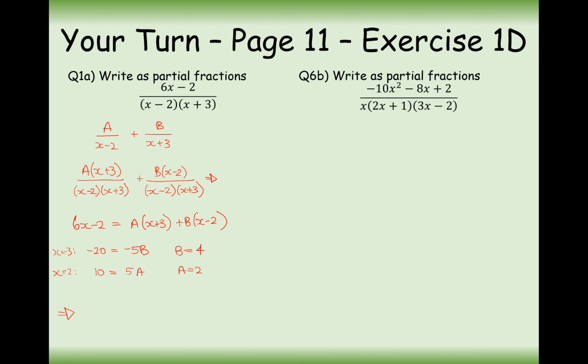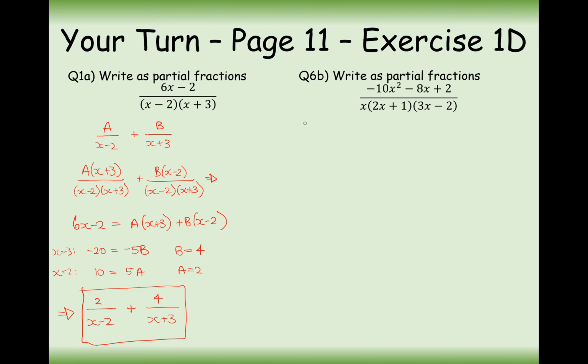So therefore, our final answer here is going to be a, which is the value 2, and a went above x minus 2. So x minus 2. And then we're going to add on b, and b was the value 4 that went over x plus 3. So this here is our final answer: 2 over x minus 2 plus 4 over x plus 3.